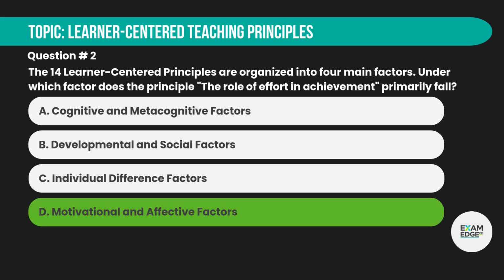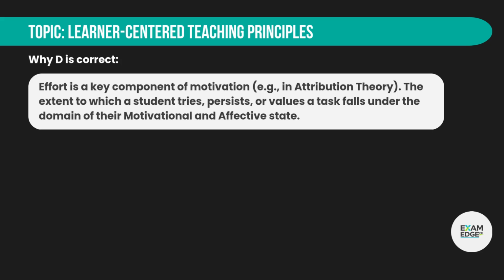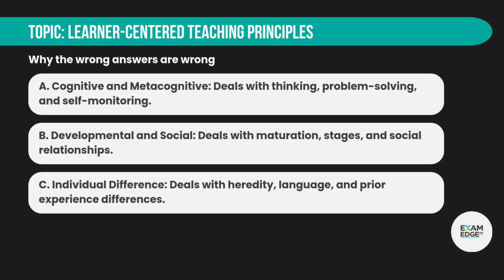Correct answer: D. Motivational and affective factors. Why D is correct? Effort is a key component of motivation, e.g., in attribution theory. The extent to which a student tries, persists, or values a task falls under the domain of their motivational and affective state. Why the wrong answers are wrong?